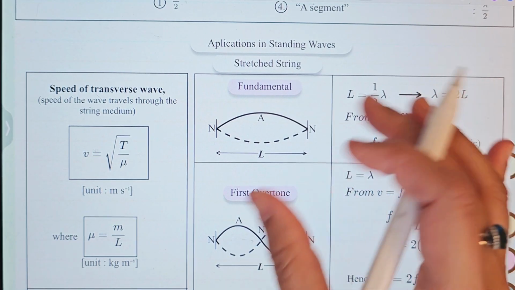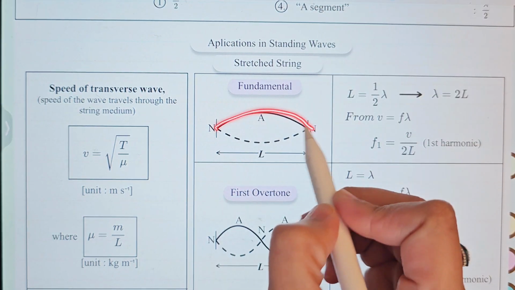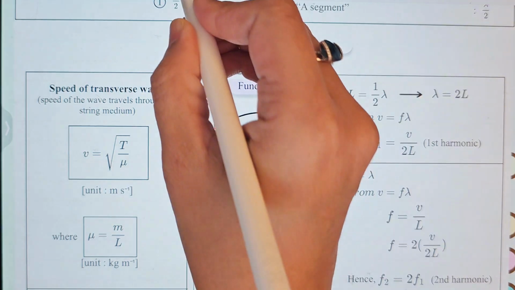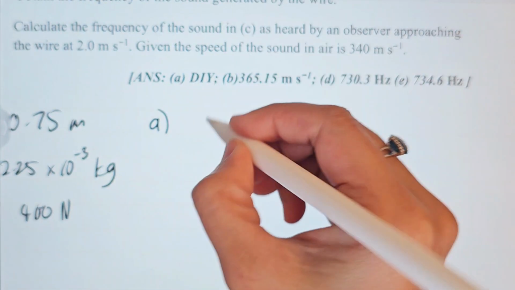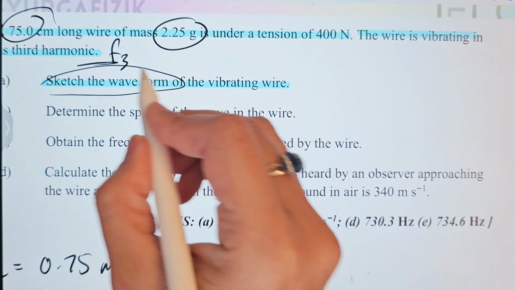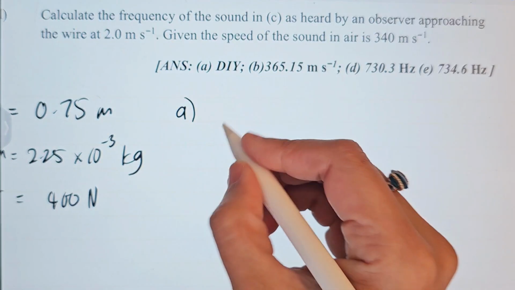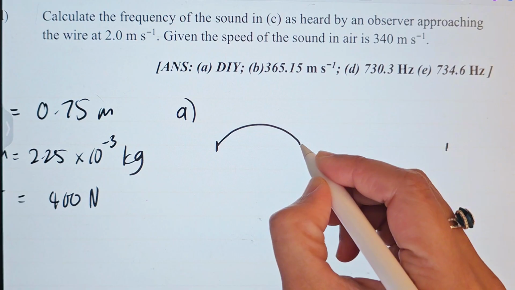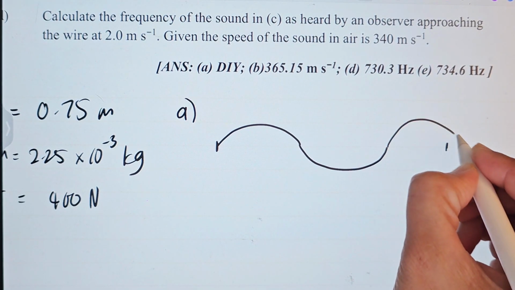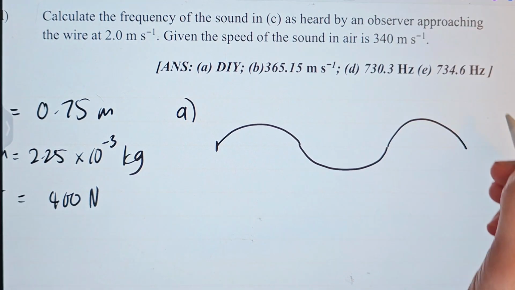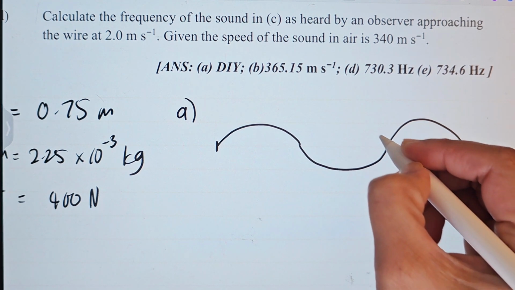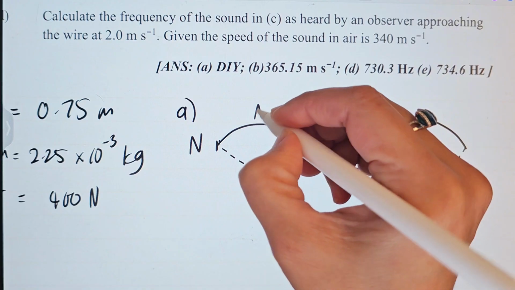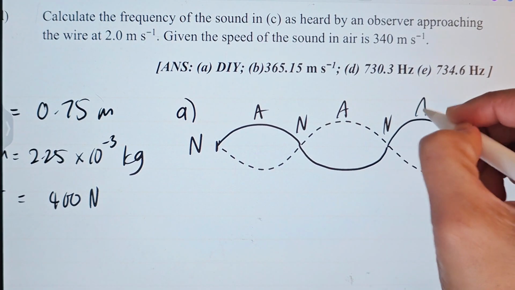For the stretched string, we can see that this one is the basic, which is the fundamental: node, antinode, node. So when we do the third harmonic, we have to start with the first harmonic, second harmonic, third harmonic, like that. And then we're going to continue this one, the shadow. For sure, we're going to label node, antinode, node, antinode, node, antinode, node.